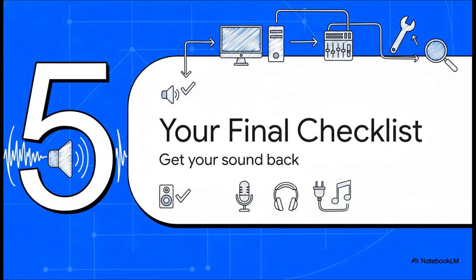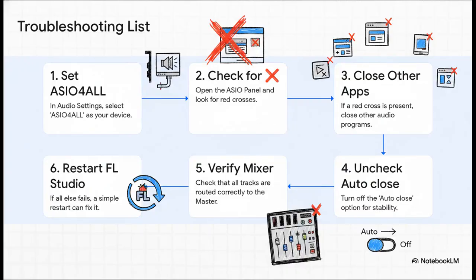Okay, that was a whirlwind tour of FL Studio's audio settings, I know. So let's just boil this all down into one super simple, powerful checklist that you can use anytime you run into this issue. And here it is, your 6-step plan to silence the silence. 1. Start with ASIO for all. 2. Check for that red cross and close other apps if you see it.